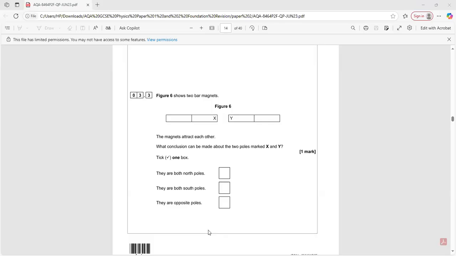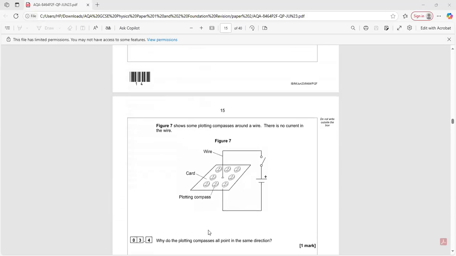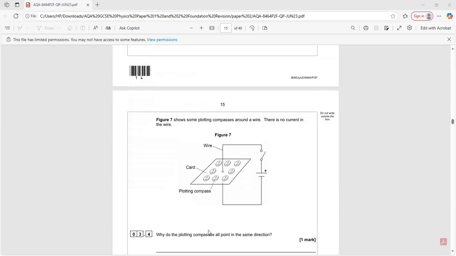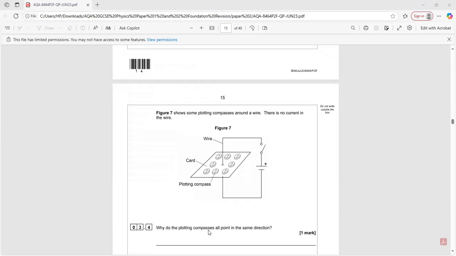So if they told us that the magnets attract each other, it's obvious that one of them must be a north pole and the other a south pole. So the option we'll go with is that they are opposite poles. They cannot be both north poles, they cannot be both south poles. For that to happen, they would have to repel. Hope you got that. Hello, Noah. Did you get that? Yes. Okay, all right. I didn't hear you back then.